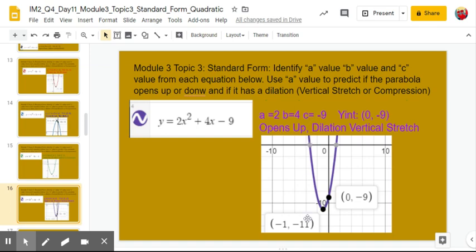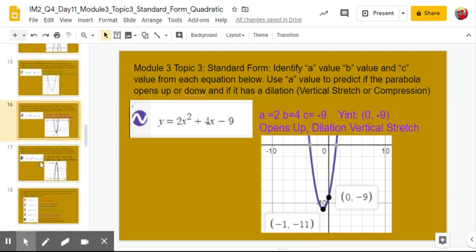It is skinnier. It does cross at 0, -9, which is the y-intercept. And our vertex, which we can't see in the equation, is -1, -11.